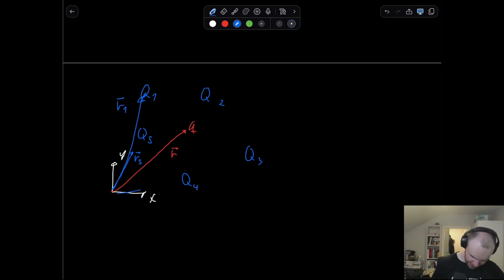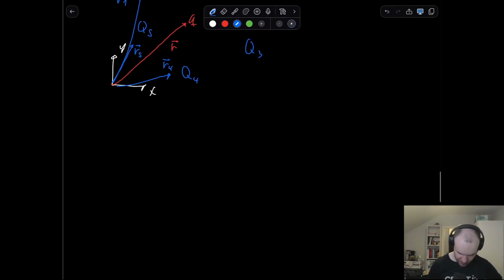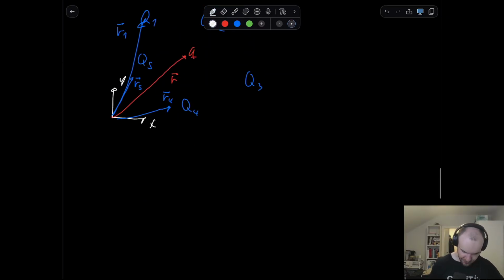R1. Then I have R4, etc. I'm not going to do the rest. So now, if I wanted to calculate the force on Q, you can use the superposition principle. I just add up all of those.